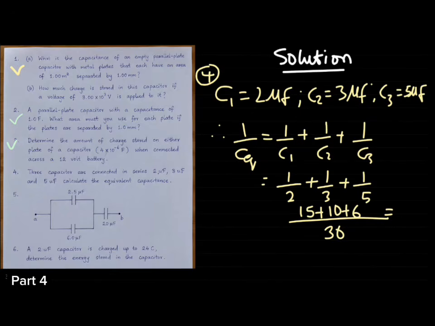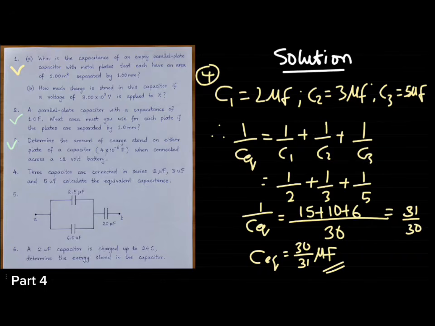So our answer here will give us 31 over 30, which is equal to 1 all over C equivalent. C alone will be equal to 30 over 31 microfarad. You can decide to leave your answer in fraction, or you find the standard form or decimal points for your answer. So that's question number 4 being answered. Question number 5, we are given a diagram to calculate the equivalent capacitor in this circuit. So let's look at question number 5.